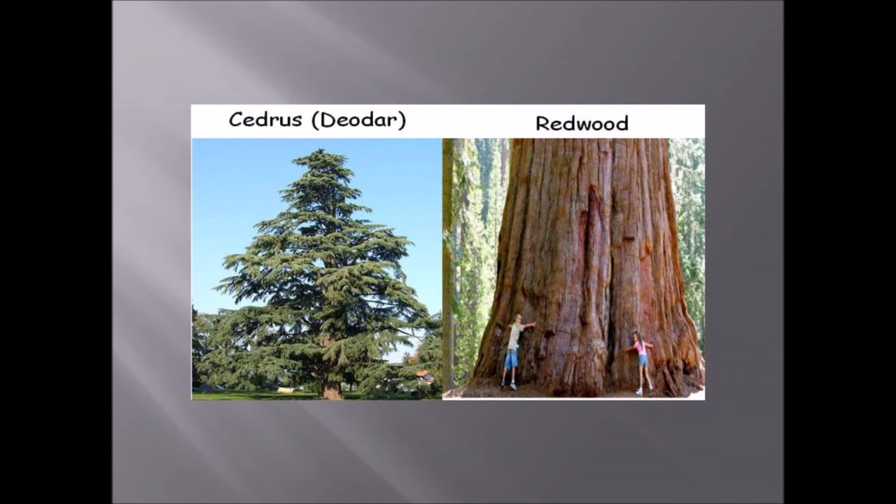And these are the other two examples. Deodar is included under conifers, and the redwood. See the redwood, how huge it is. The tree trunk itself is so huge. And deodar, all the Christmas trees we will tell. All these trees are included in the gymnosperms category.